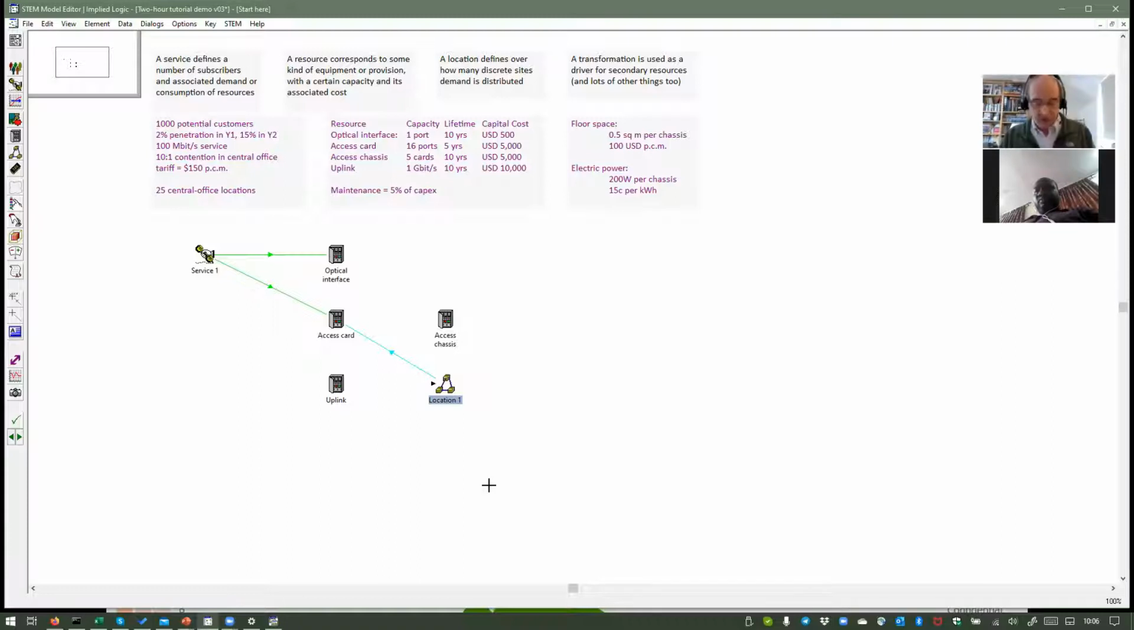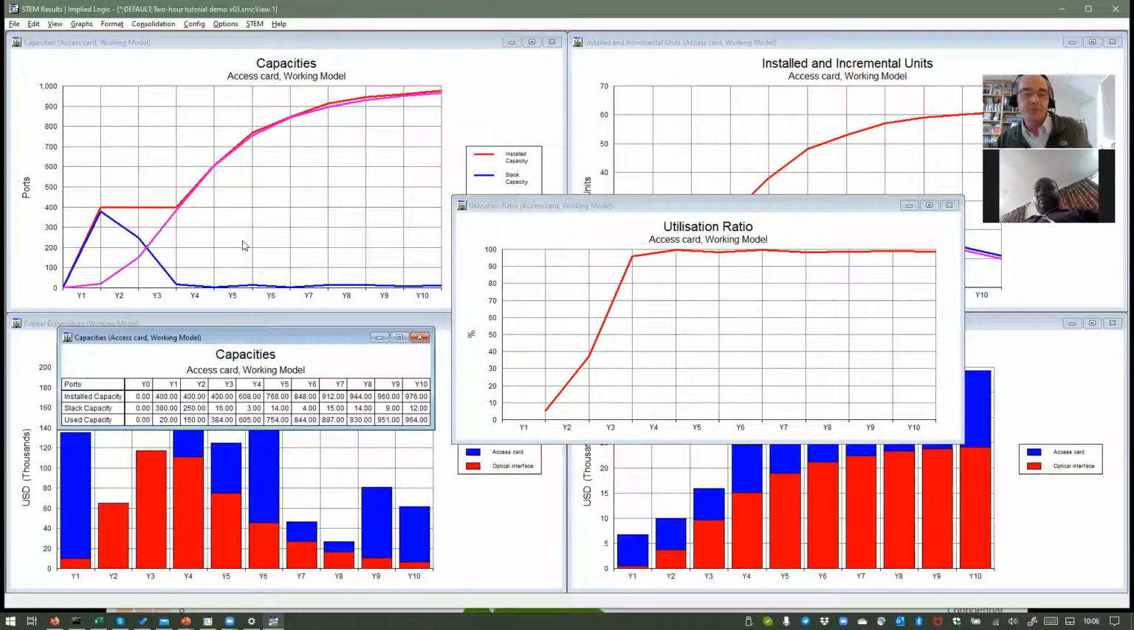And as soon as I've done that, if I run the model again, you'll see straight away that the graphs are going to change. Actually, this one hasn't changed very much yet, but this one's changed because it's now saying, oh, I've got 25 sites. So if I'm going to offer service at all 25 sites at the beginning, then on day one, I need to buy an access card, not just once. I need to buy 25 access cards, so I've got a card available at each of the different sites so that it doesn't matter where my first customer is, I can actually connect them.